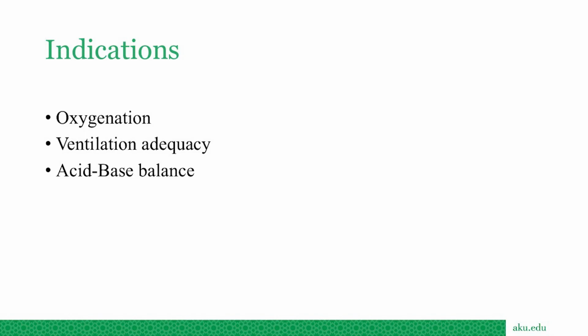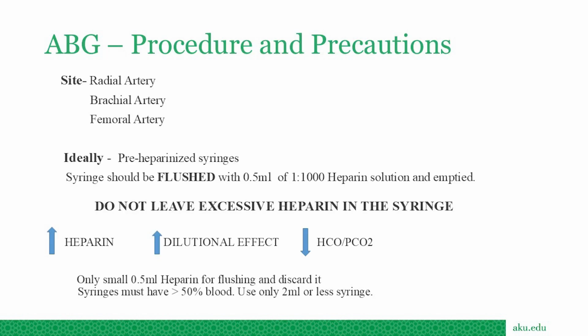First of all, we'll discuss the indications for doing a blood gas. If we have to assess the oxygenation status of the patient. If the patient is on some kind of ventilatory support, we have to assess its adequacy, or we have to see what kind of acid-base disorder the patient has and how we will diagnose it. So for that we need an arterial blood gas.